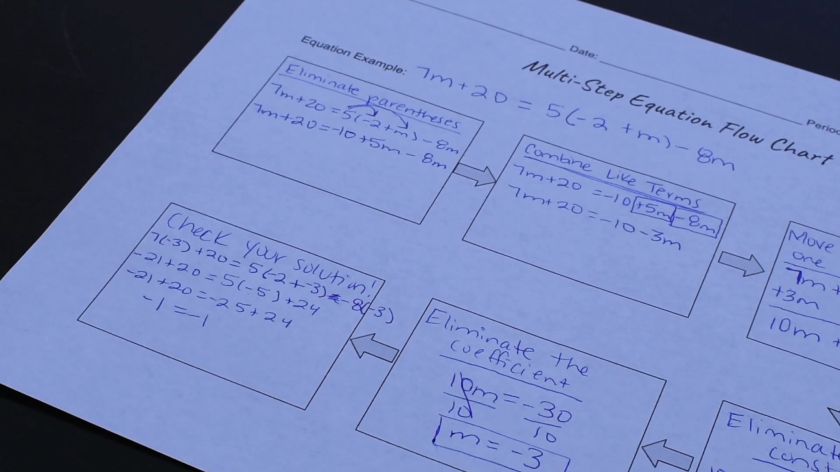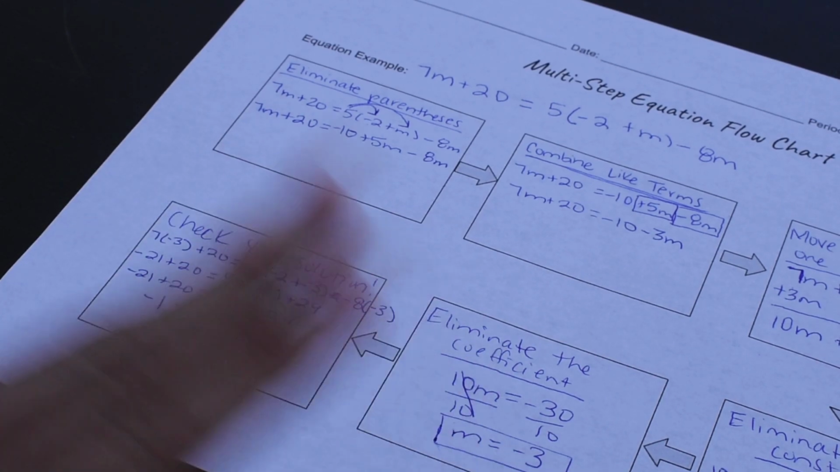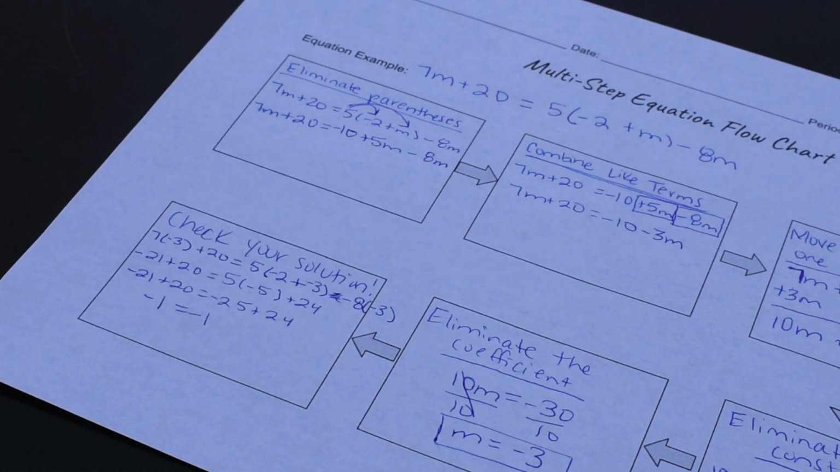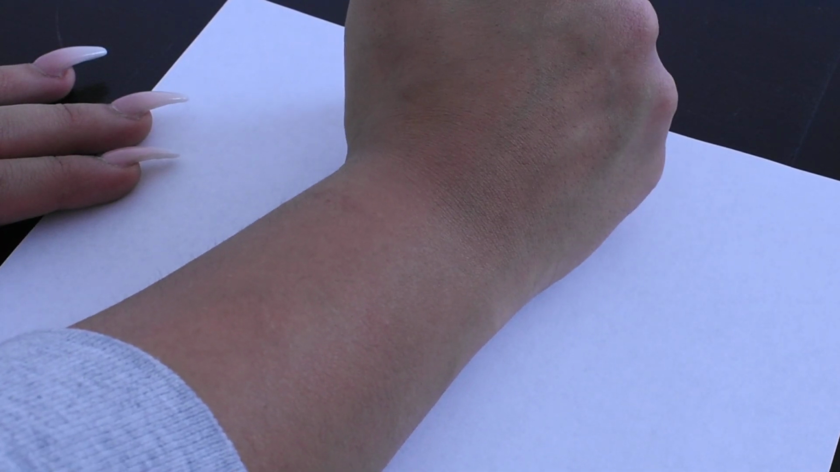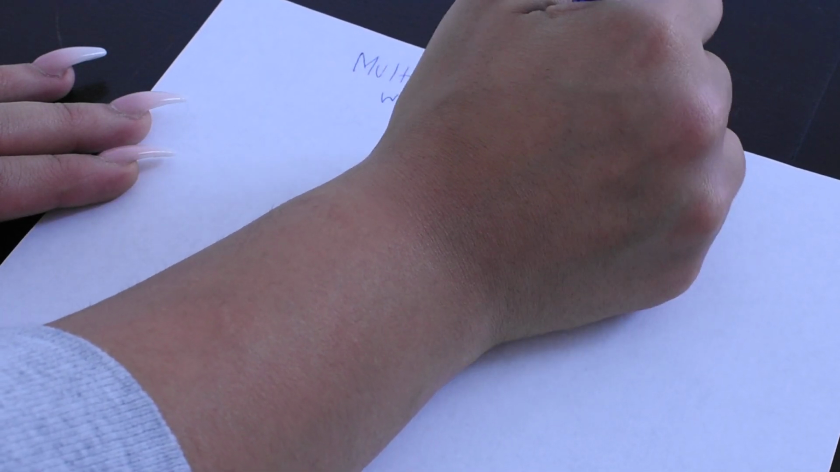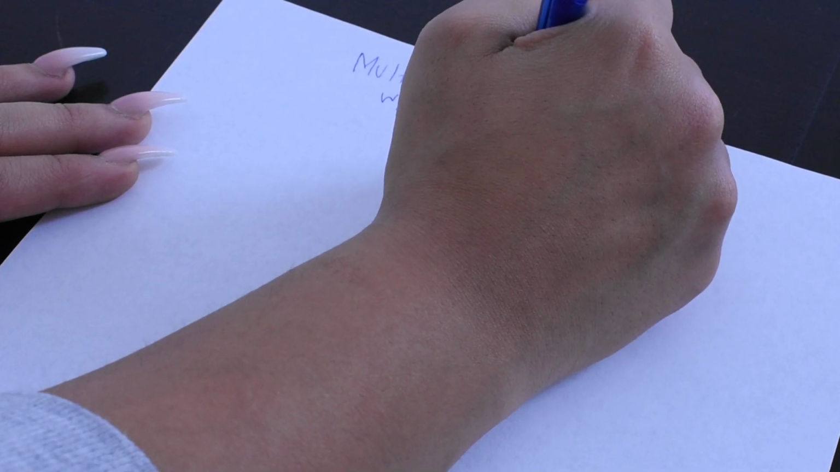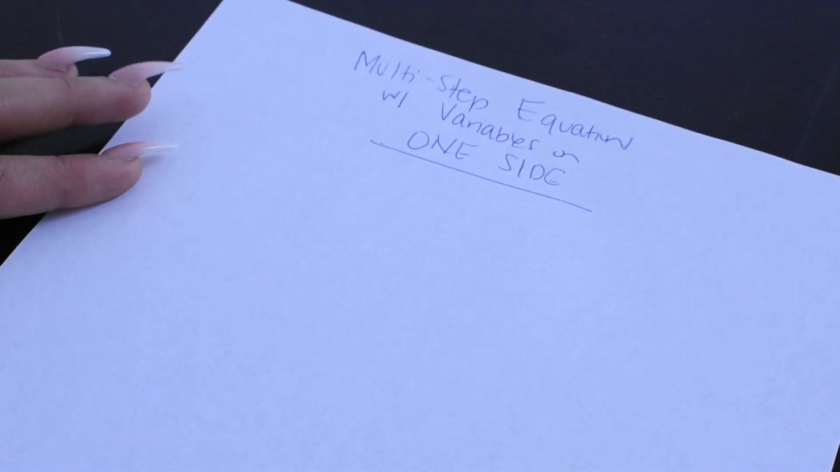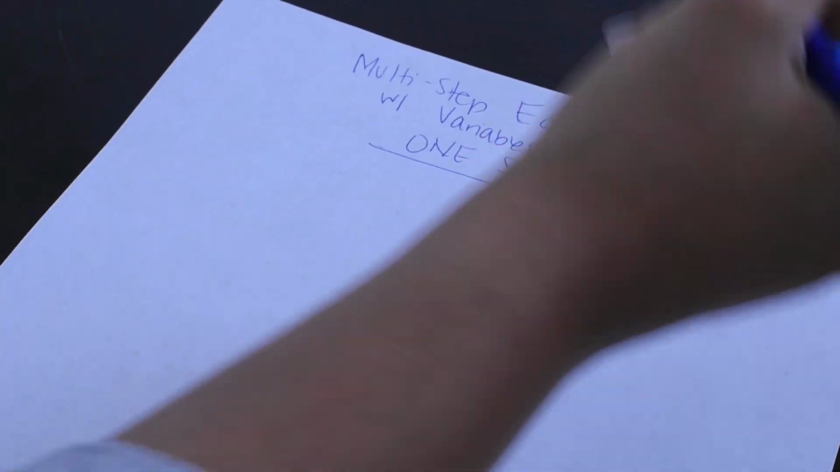All right, so that's notes for variables on both sides. So now I'm going to use this flowchart to help me on some practice problems. All right, this video is kind of long, but it's a long lesson, so just bear with me. If you feel like you can do it on your own, go ahead. But here's the video. In your math notebook, label this multi-step equations with variables on one side. All right, tomorrow we're going to do two sides. And the video will be shorter because you'll already have this part.